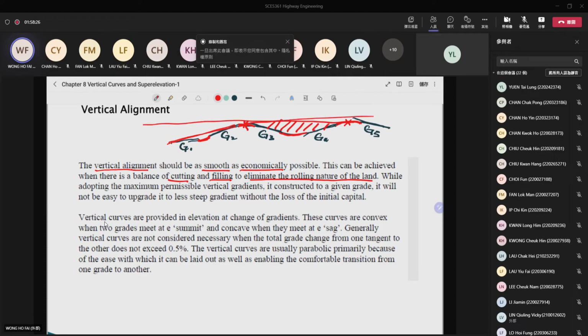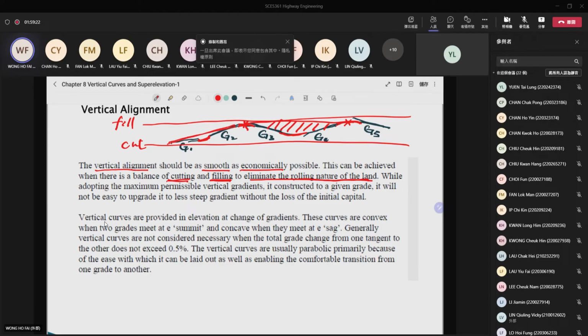Actually, you can fill all the road and make it flat, right? But it will be very expensive. Or you can cut all the road to make it flat, right? You can always cut and then fill, okay, to eliminate the rolling nature of the land. But if you cut all the things here, you need to cut the slope and make it flat, it will be extremely expensive, okay? Or you can fill all the things here and make it flat again so that your driver can drive comfortably. But of course, this one is also not economical. So instead of doing this kind of thing, we will use the so-called vertical curve to connect different gradients together.